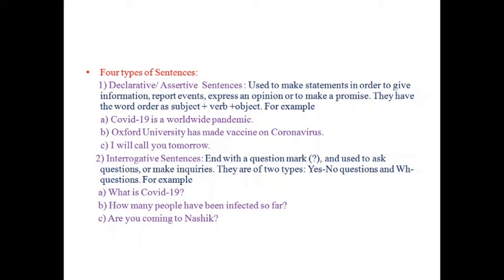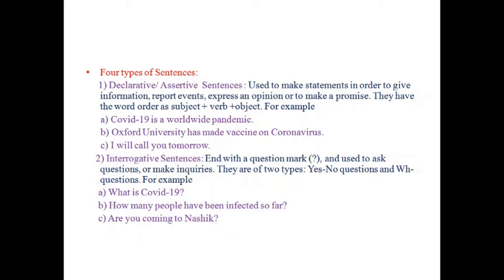Here are given some examples for discussion. Let us see. First example of a declarative sentence, that is, COVID-19 is a worldwide pandemic. This is a declarative sentence or assertive sentence because it declares COVID-19 as a worldwide pandemic, or it asserts COVID-19 as a worldwide pandemic. It shows the fact that COVID-19 is a worldwide pandemic. That is why this sentence is a declarative sentence or assertive sentence.